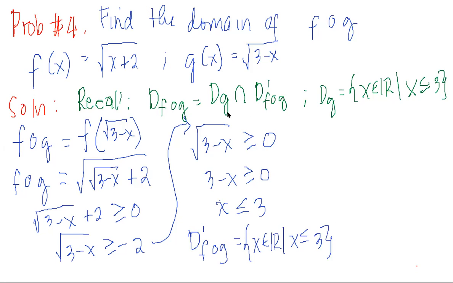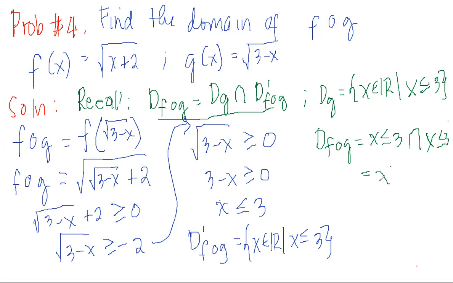So here, we're going to follow this formula. Okay, so we have the domain of f circle g is equal to the domain of g, let's use interval notation. We have x is less than or equal to 3, all right, intersection with this, x is less than or equal to 3, right? So we have the same interval. Okay, so the intersection is x is less than or equal to 3, of course, which is the domain of f circle g.